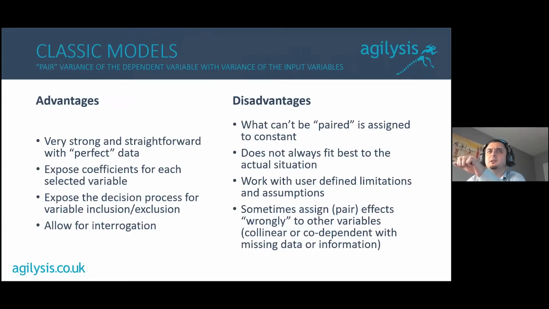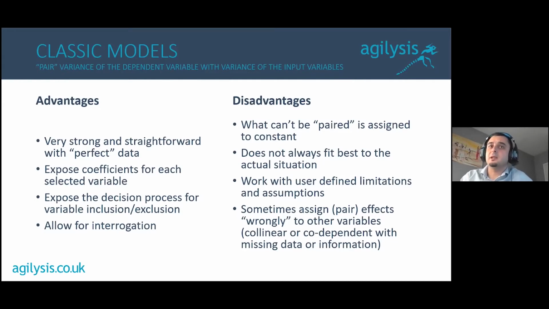So I will start with the classic models. We start with the basics, with what we know. I will talk about these models at a very basic level, just so I can understand it. What the classic models do, in very simple terms, is pair variance in the dependent variable that we are interested in with variance seen in the input variables.